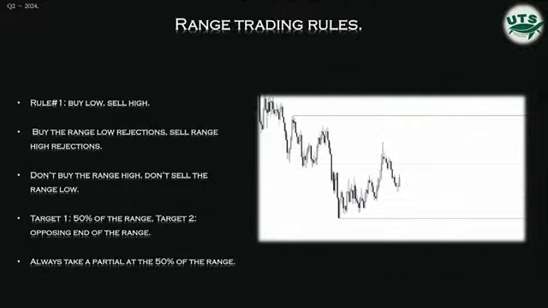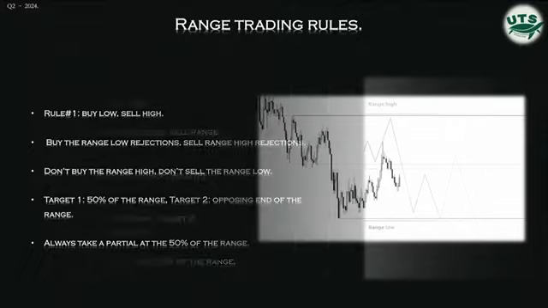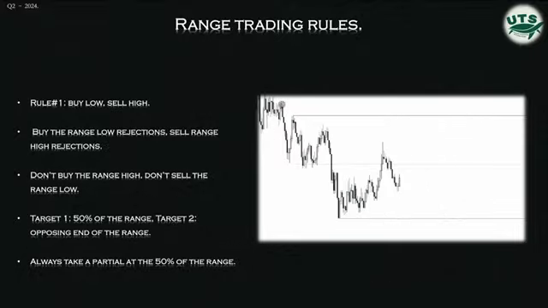Now, here's some eye training. Range high, range low. Never participate in the middle of the range. Do nothing. Right? So, what does the rule say? It says buy the range low and sell the range high, or sell the range high and buy the range low. Never sell the range low, never buy the range high.